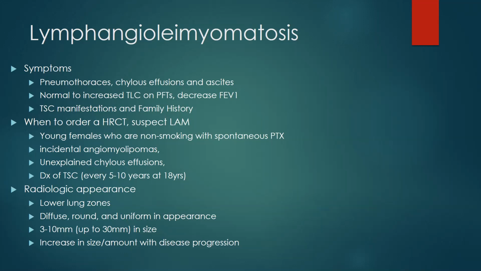In terms of radiologic appearances, it's usually more predominant in the mid and lower lung zones, although it can go up to the upper lung zones. It's usually pretty diffuse, and you see a lot of round cysts which are pretty similar and uniform in both size and shape. The size can vary anywhere from 3 to 30 millimeters, although usually on the smaller aspect. They can also increase in amount and size as the disease progresses.